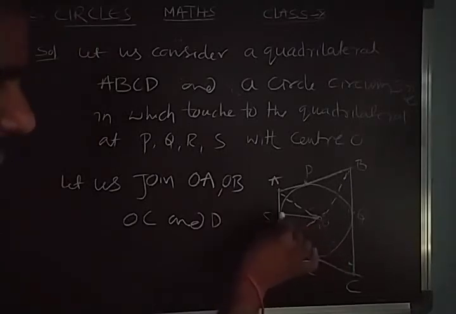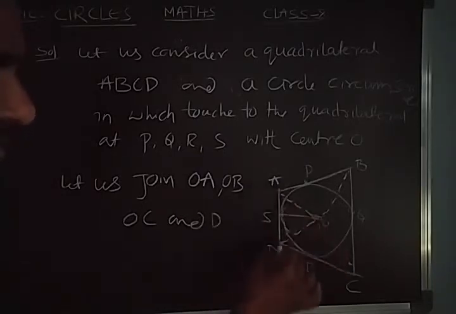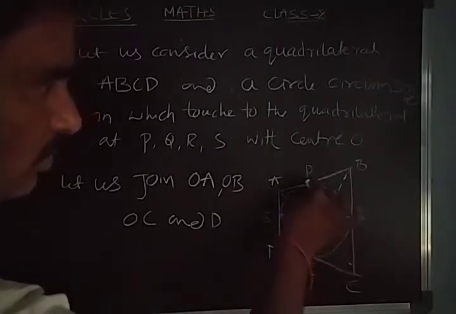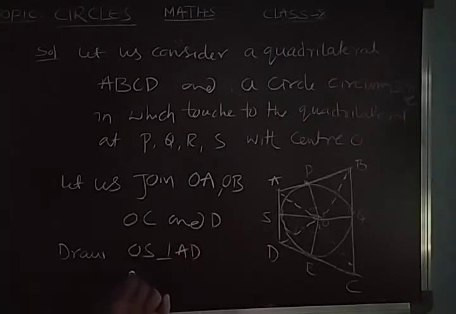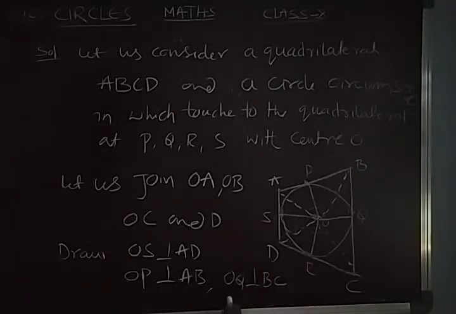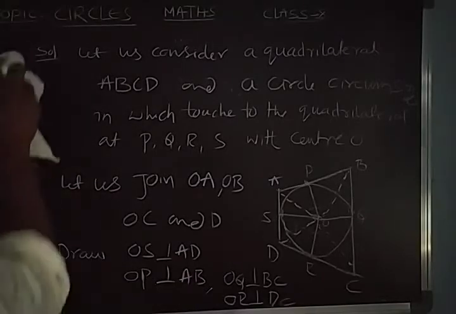Draw OS. We know OS is perpendicular. Why? Because this is the point of contact and this is the tangent. Joining the point of contact with the center is always perpendicular. Draw OQ, draw OP, draw OR. Draw OS perpendicular to AD. Draw OP perpendicular to AB. Next, draw OQ perpendicular to BC. Draw OR perpendicular to DC. Right?